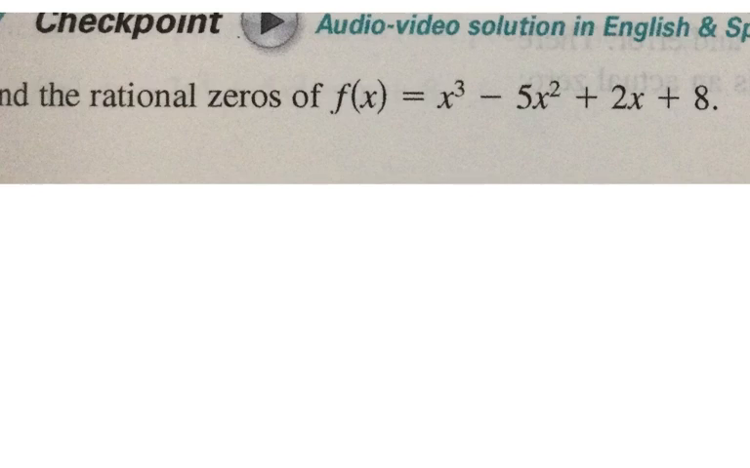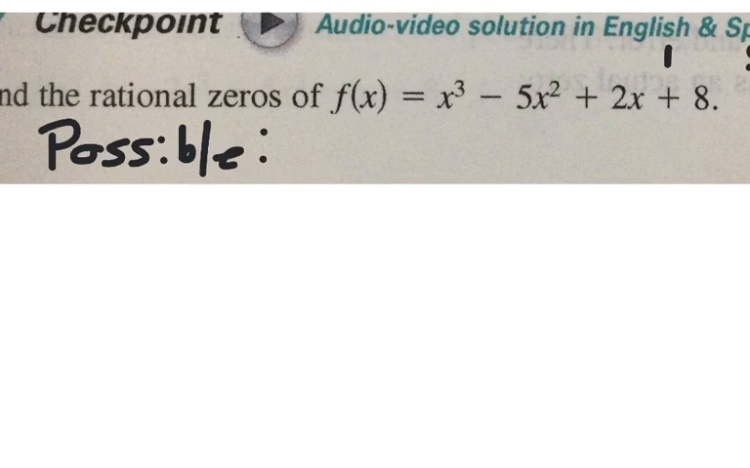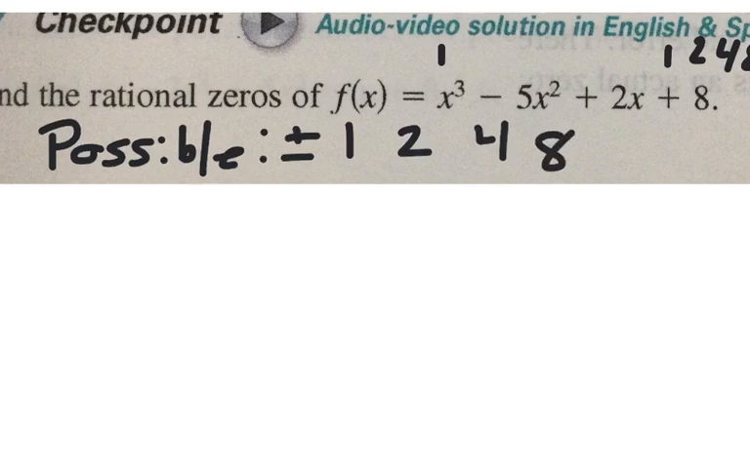Okay? Find the rational zeros of f of x equals x cubed minus 5x squared plus 2x plus 8. So my list of possible rational zeros. What are my factors of 8? 1 and 8, 2 and 4. My factors of 1 are 1. So the only possible rational roots are 1 over 1, 2 over 1, 4 over 1, and 8 over 1, plus or minus all of those.